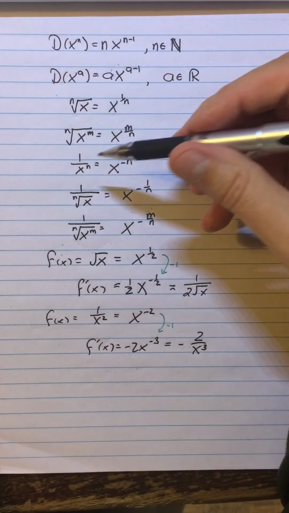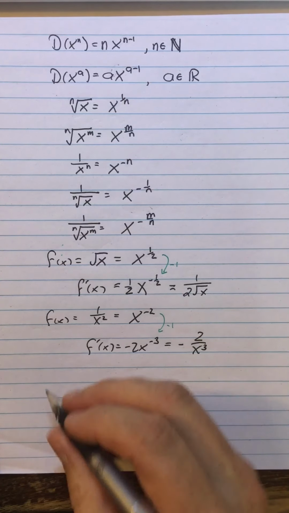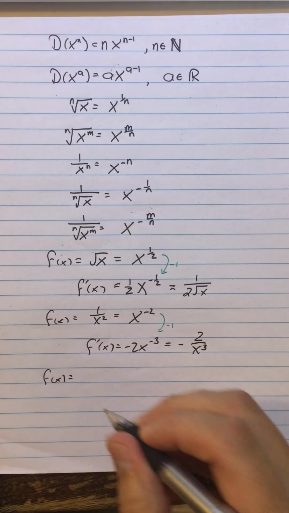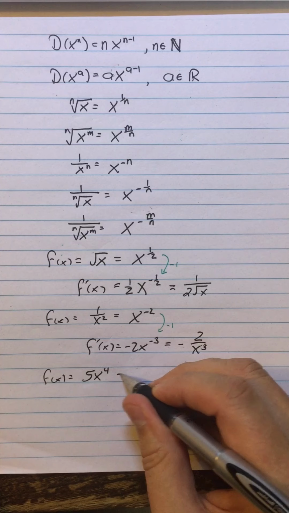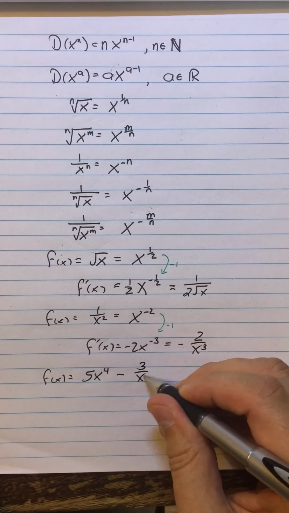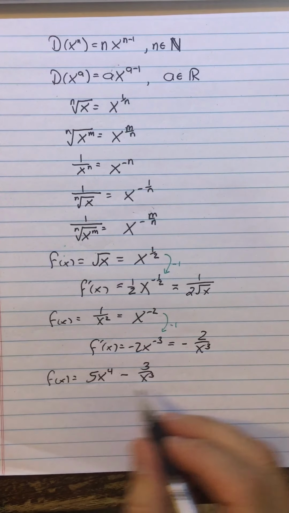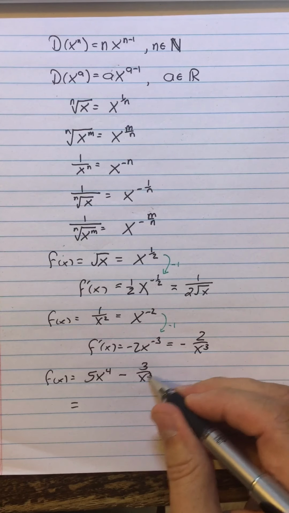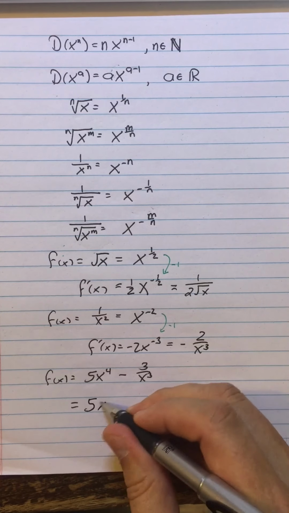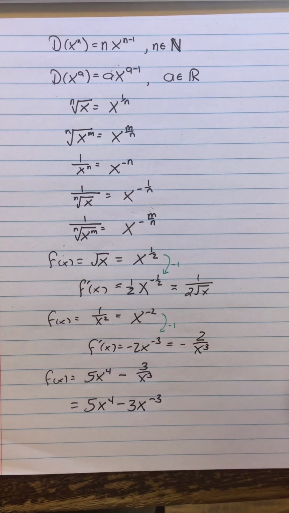So using this rule, right? Okay, what else? What are the kind of fun things? What if I had f of x equals 5x to the 4th minus 3 over x cubed? All right, the first thing I would do is rewrite the function because I want to write this in terms of a rational exponent. So this is 5x to the 4th minus 3x to the negative 3rd.